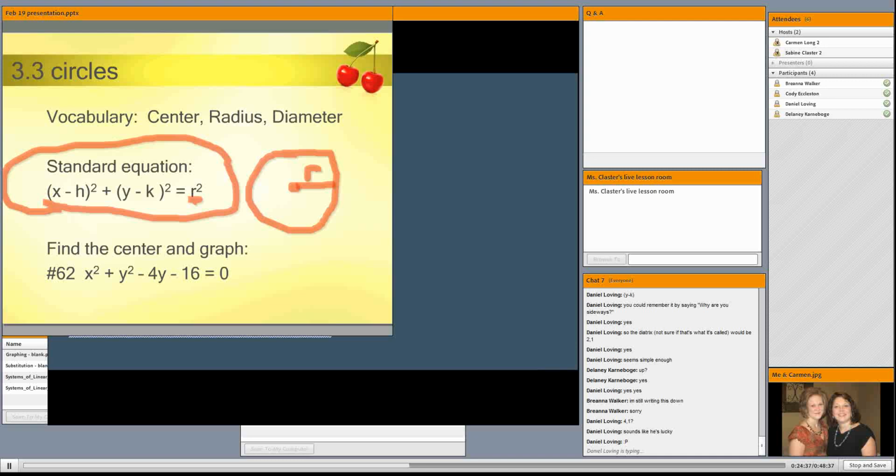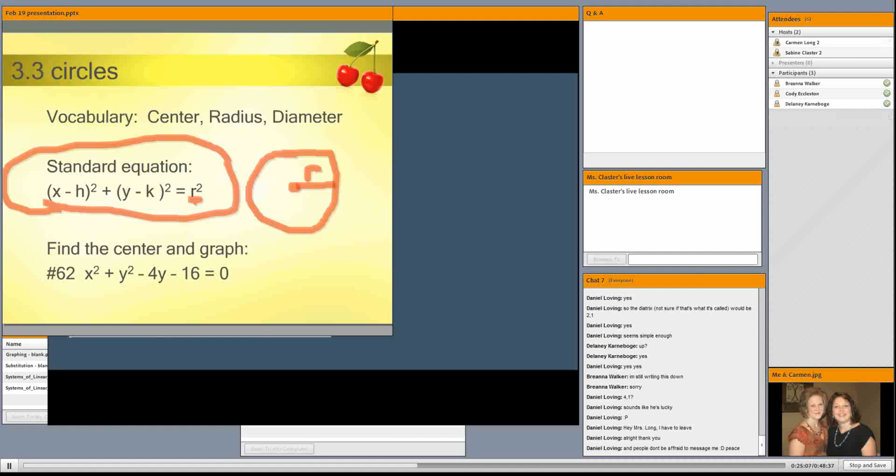Okay. All right, so here it says find the center and graph. So that's what we're going to do. All right, so we got minus 4y minus 16. All right, let me write that down.